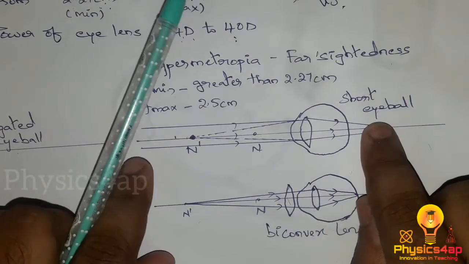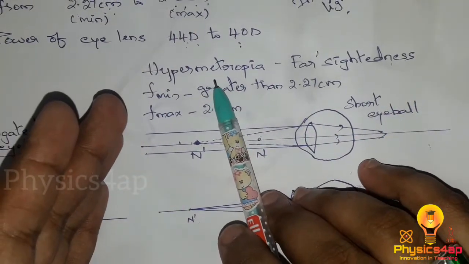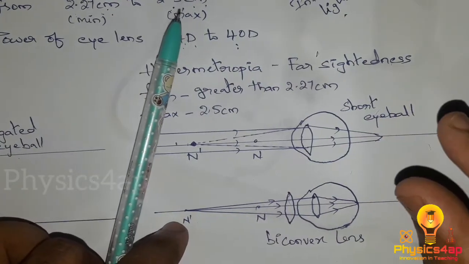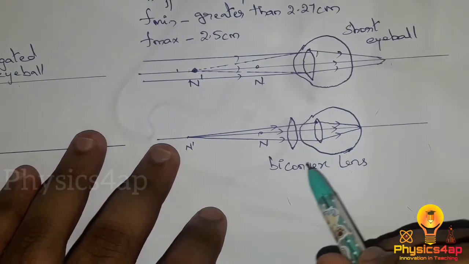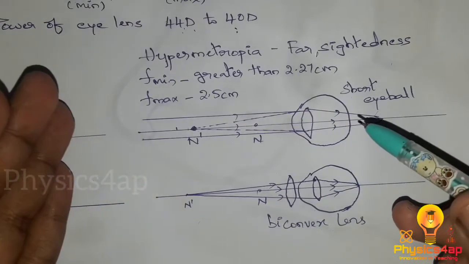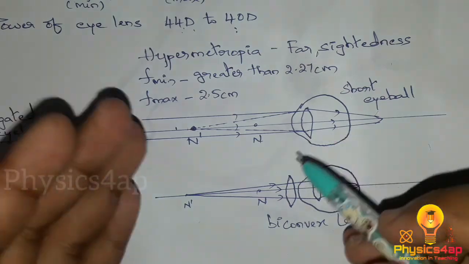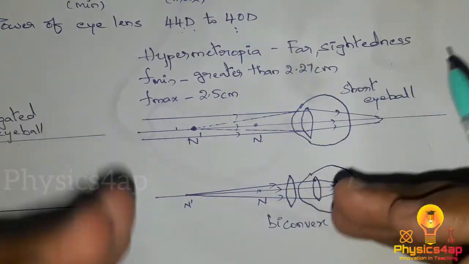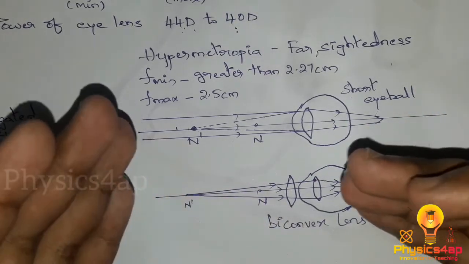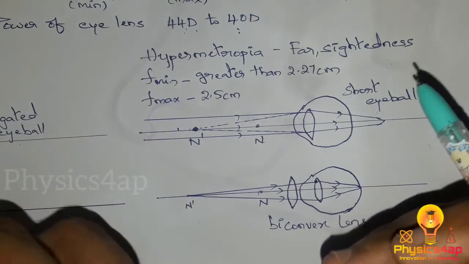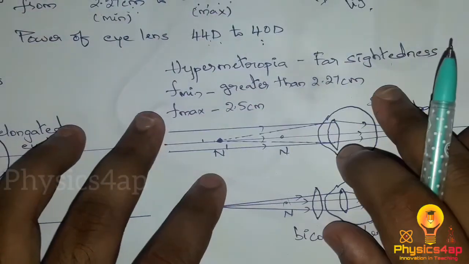For that, the eyeball becomes short in persons suffering from hypermetropia. To correct the defect, we use a biconvex lens. The reason for hypermetropia is aging, when people move from adulthood toward old age. In mid adulthood, they get this defect, so their eyesight becomes low and they cannot see objects which are near to them.